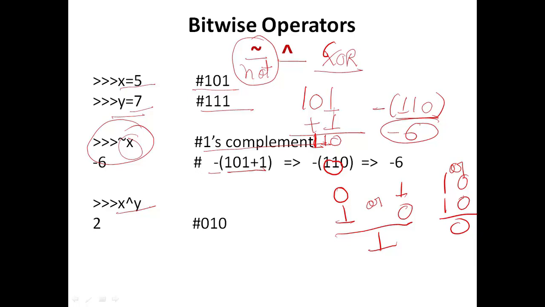So the value of x is 101 and the value of y is 111. If we find the XOR of this, these two bits are the same, so the answer for these two bits is 0. These two bits are different, so the answer will be 1, and these two bits are the same, so the answer will be 0. The answer is 010, which is equivalent to 2 in decimal.